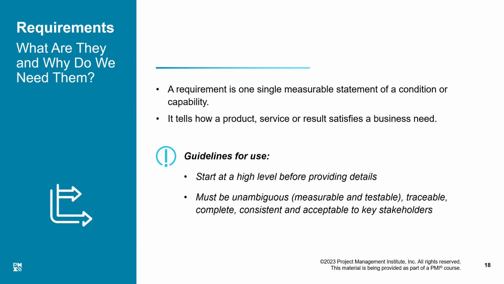Must be unambiguous, specifically in a predictive project. We try to make things very clear, even if they are not clear. We still try to establish the requirements in unambiguous terms, like we establish a scale to measure it, how to test it, how to trace these requirements, how to complete these requirements, how to see the consistency of these requirements and acceptability by the key stakeholders. All of this is part of your requirement analysis.